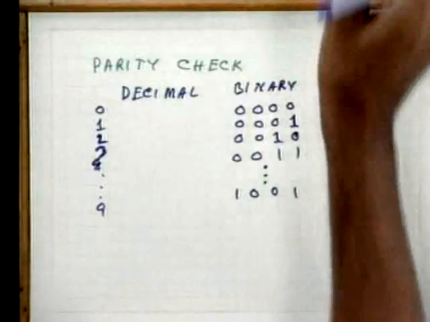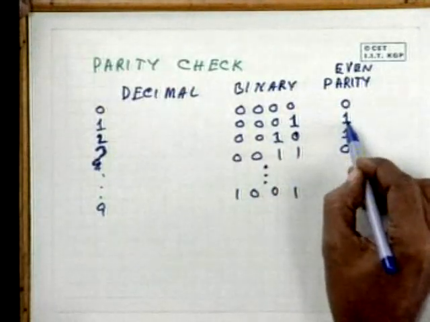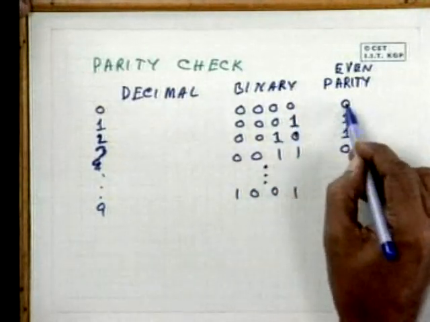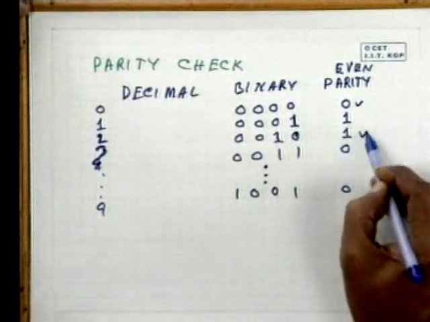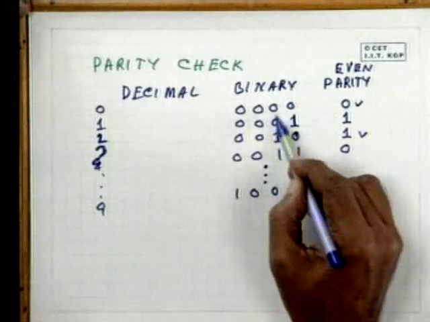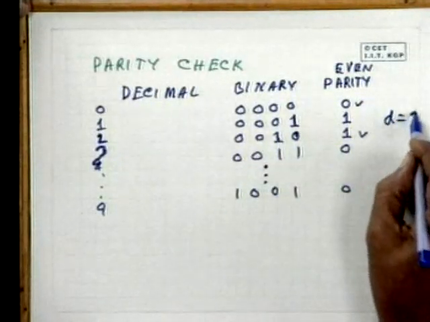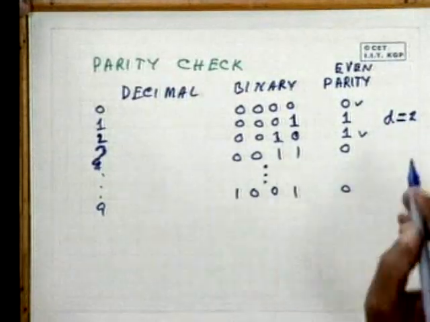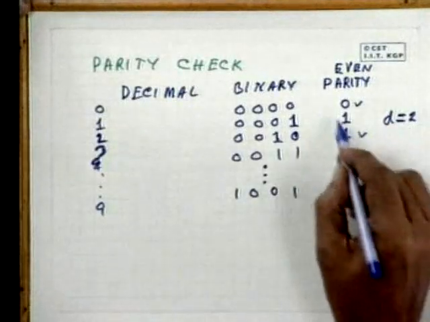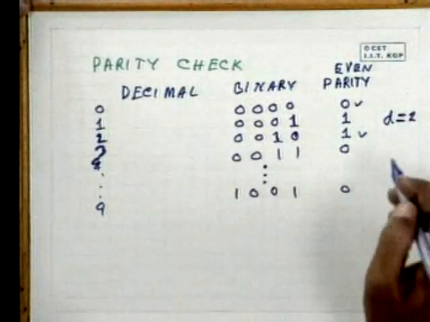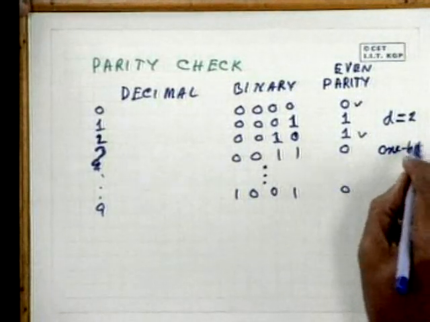For example, if you look at the distance between this and this, you will find it is 2. They differ in these 2 bits. Or if you choose this particular code word and this particular code word, you will find there is a difference in this bit and this bit. So distance is 2. D is equal to 2. And it has been proved that whenever the distance between any pair of code words is 2, you can detect 1 bit error.